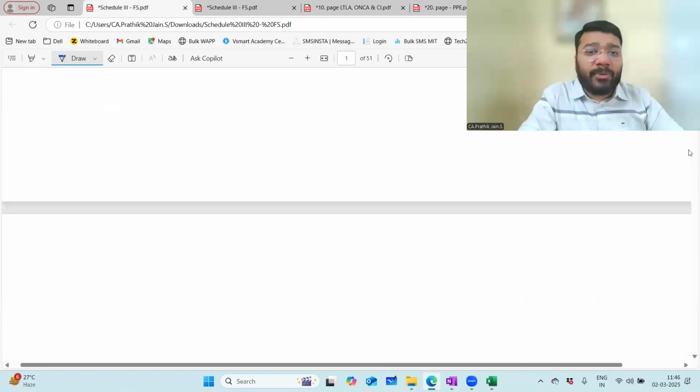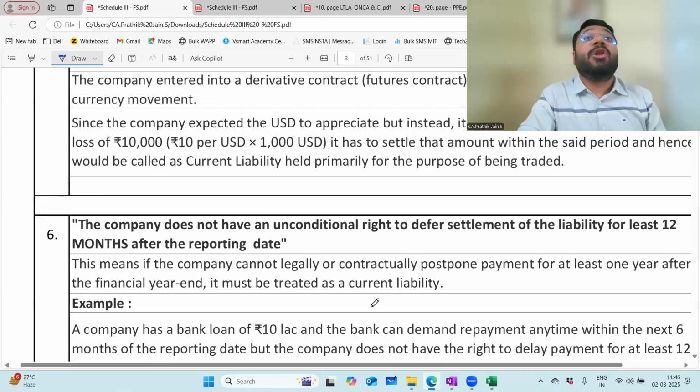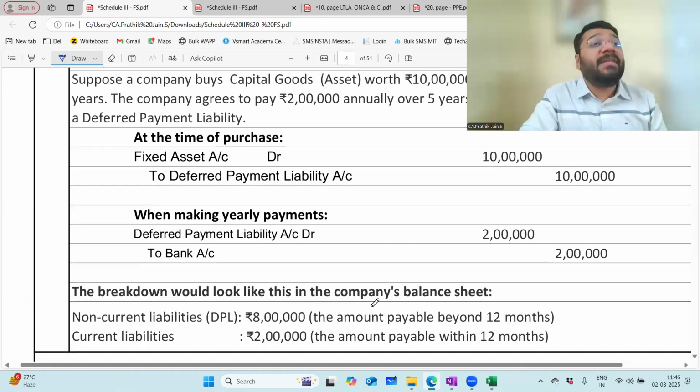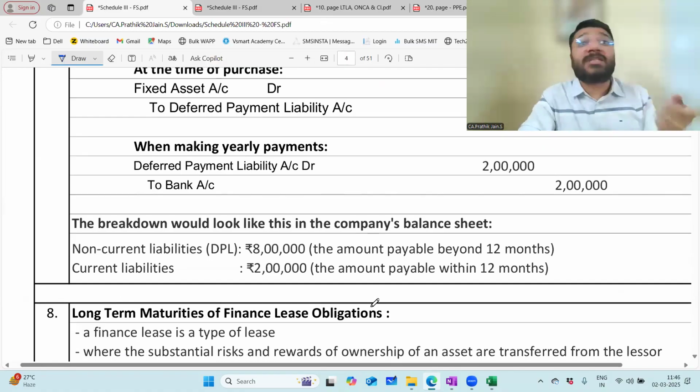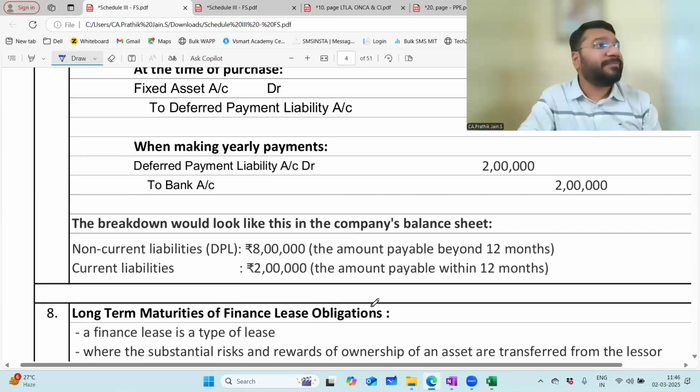Long-term loans and advances. Can I put it under long-term loans and advances? Have I given a loan to the BSL company? Have I given an advance to it? No, they are treating this as a security deposit. Loans and advances means advances for capital goods, for assets, for goods, for services, long-term in nature.